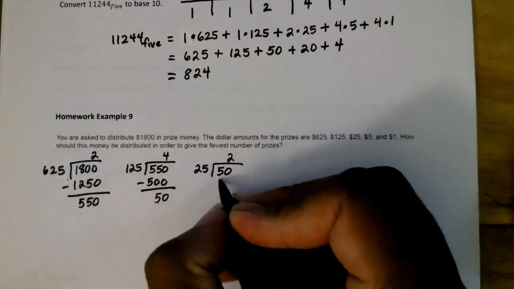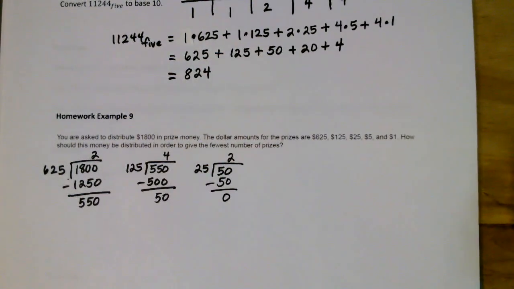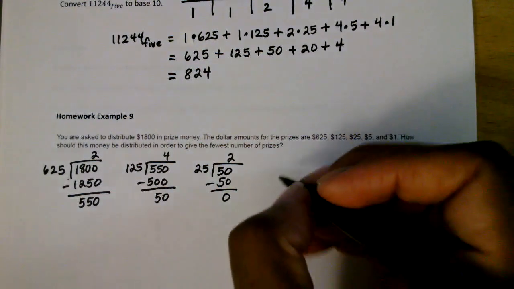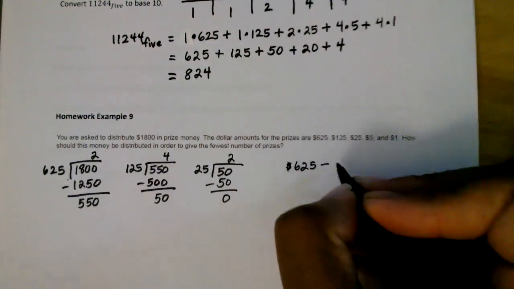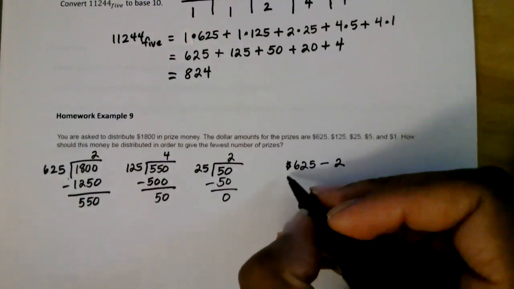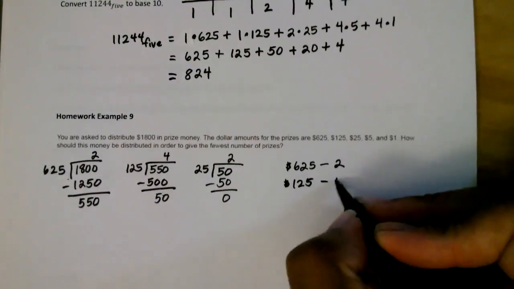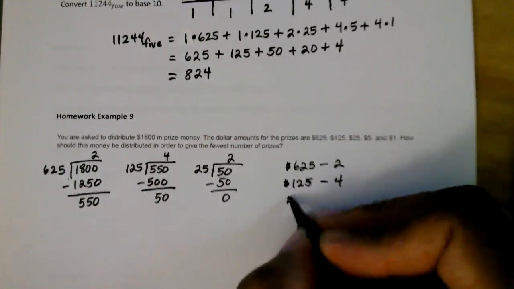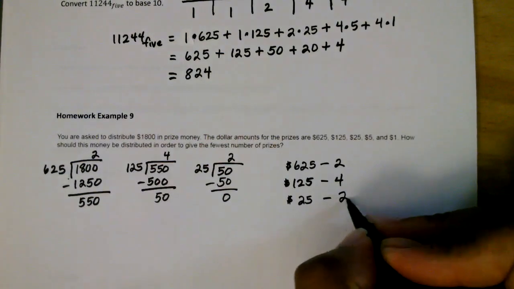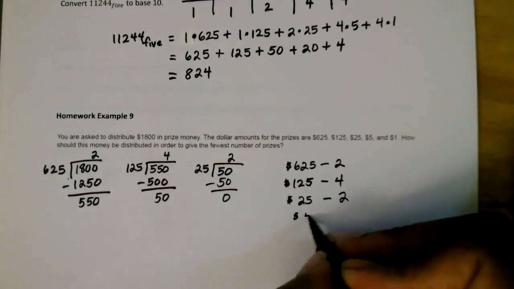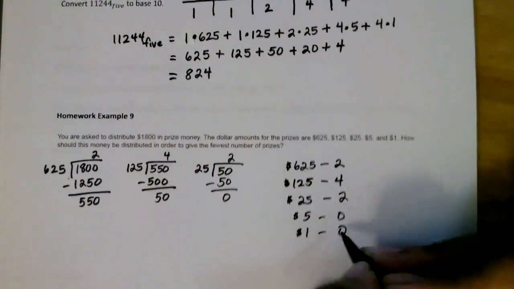Two times 25 would be 50. Subtract 50 from 50, you'll be left with 0. So that means for the $625 prizes, I can give at most 2. For the $125 prizes, I can give at most 4. For the $25 prizes, I can give at most 2. Now for the $5 prizes and the $1 prizes would be none.